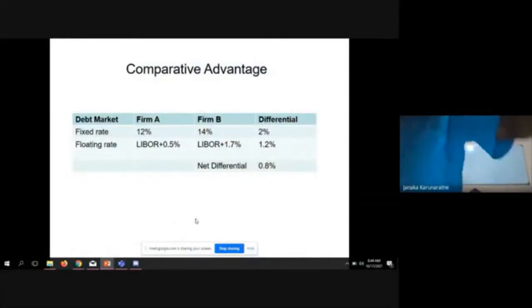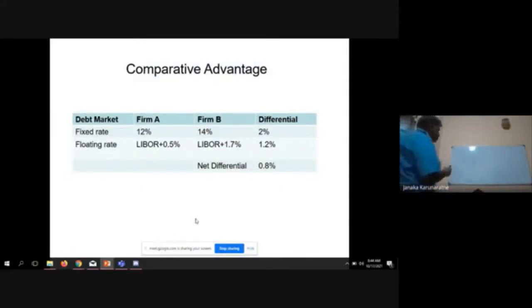So let me put it on the board. Firm A, firm B. Fixed rate: 10% and 14%. Floating rate: LIBOR plus 0.5%, LIBOR plus 1.0.